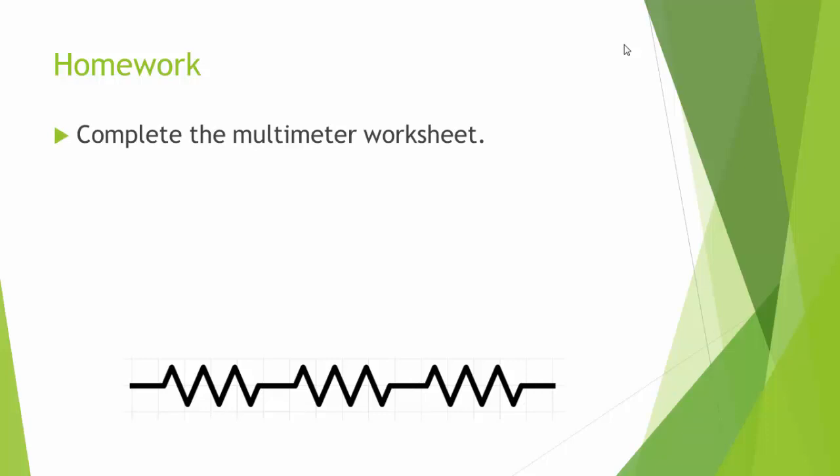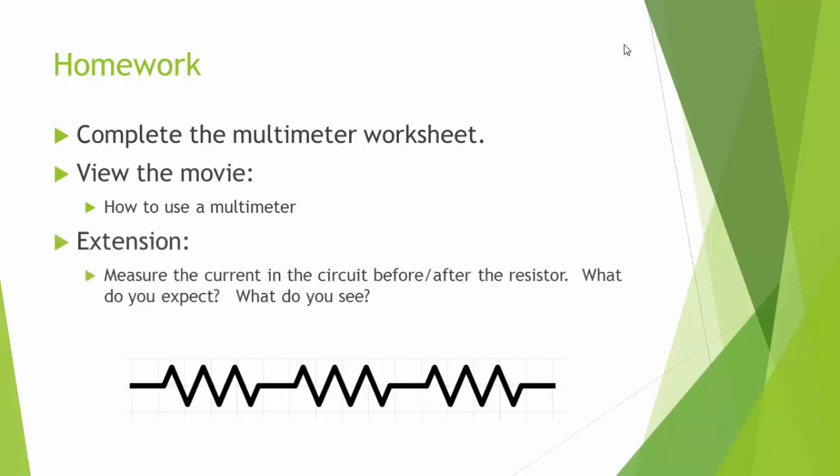So for your homework, please go ahead and complete the multimeter worksheet. You can look at the movie on how to use a multimeter, and either in the classroom or online, consider this circuit with 3 resistors in series. Measure the current before and after the first resistor. What do you expect? What do you see? I think you'll find the result useful.